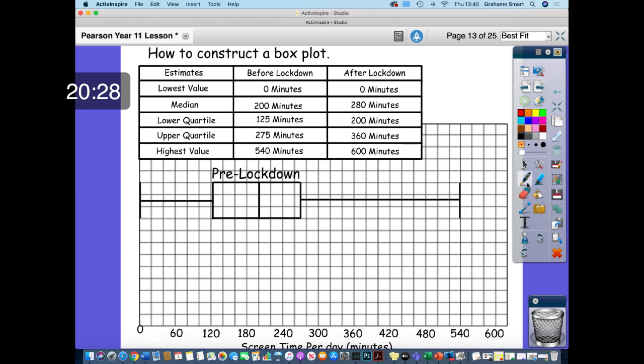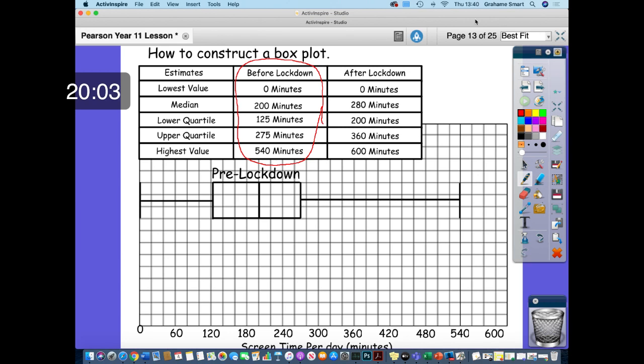I'm focused here on the pre-lockdown data. You can see here I've actually given you the values: the lowest value, the median, the lower quartile, the upper quartile, and the highest value. Talking about the lowest and highest values, there's another conversation to be had there, but we won't have time to go into more depth in this particular session. Hopefully in a future session we will.